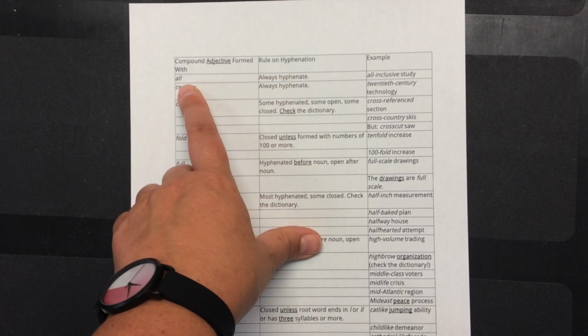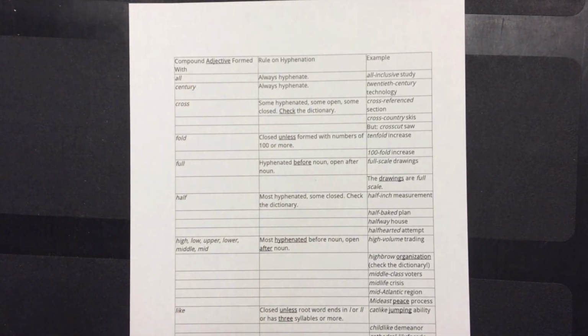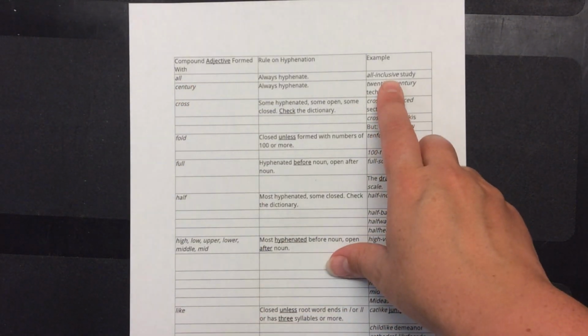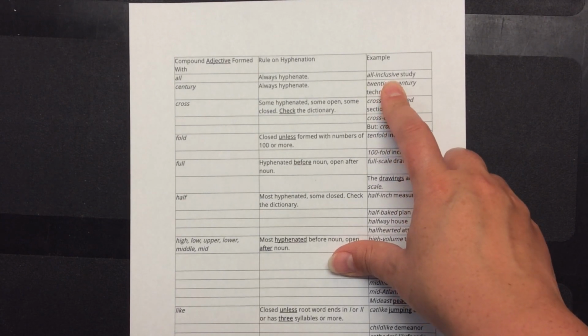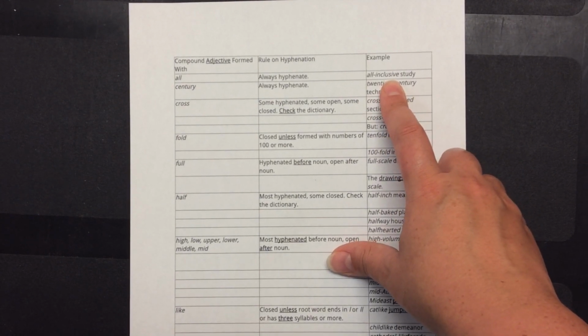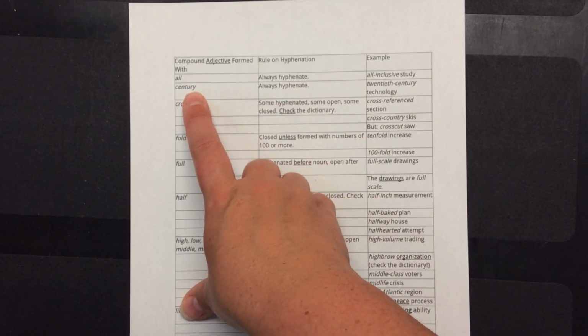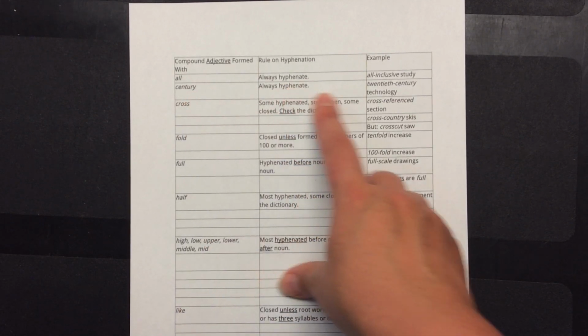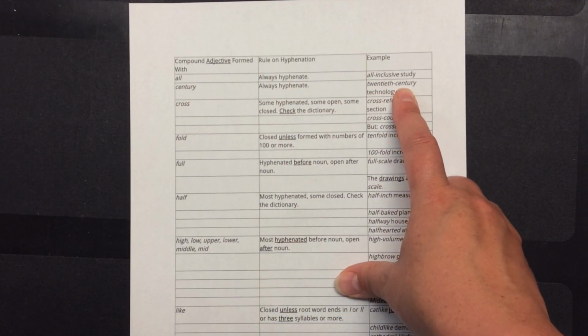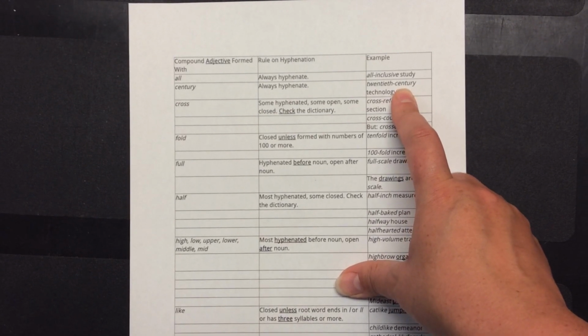So any compound with all, for example, is always hyphenated. So if you have an all-inclusive study, that's a study that includes everything, then it's always hyphenated. A compound word with century is always hyphenated. So 20th-century, 19th-century, 21st-century, doesn't matter what you're hyphenating with century, it's always going to have a hyphen.